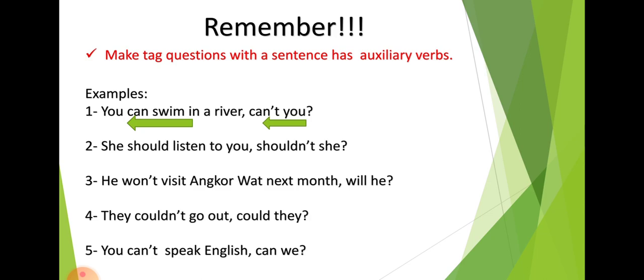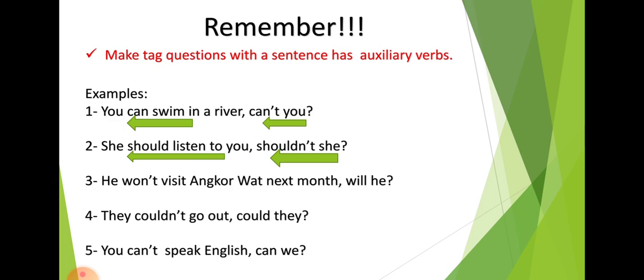Move to sentence number 2. She should listen to you, shouldn't she? The auxiliary verb is should, and the main verb is listen. To form the tag question, we use shouldn't because the sentence is positive.